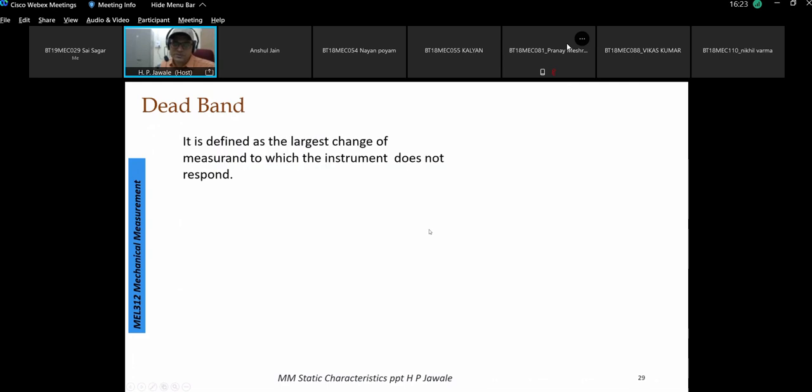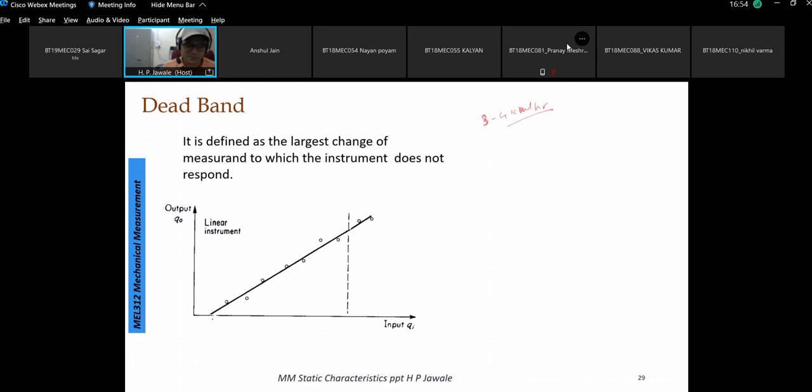But I think we have seen this somewhere. Deadband is defined as the largest change in the measurand. For example, you are starting your vehicle from 0. You won't find any deviation on your speedometer until it reaches a certain speed, say 3 km per hour or 4 km per hour. That is the minimum speed at which the vehicle will show some deviation on the speedometer. So that is called the deadband. This is nothing but some input that is consumed in overcoming the inertia of the system. So that is called the deadband.